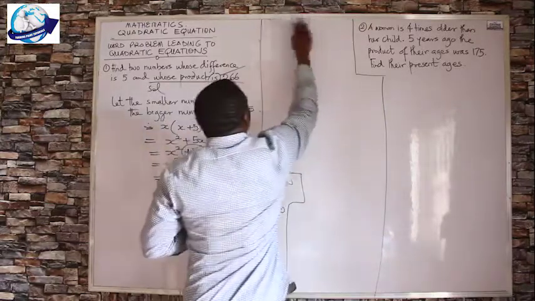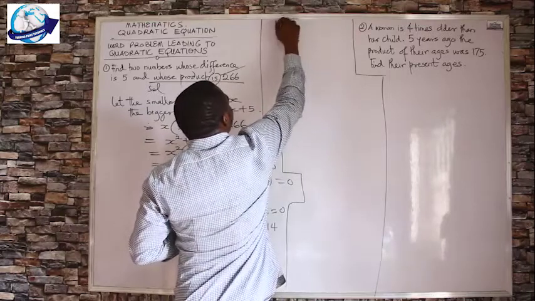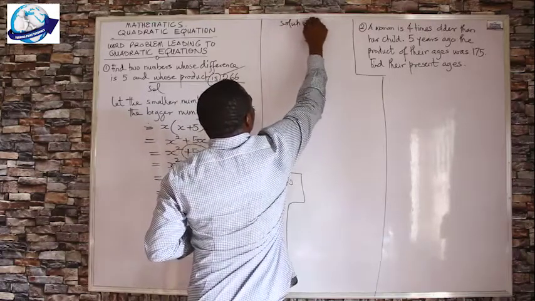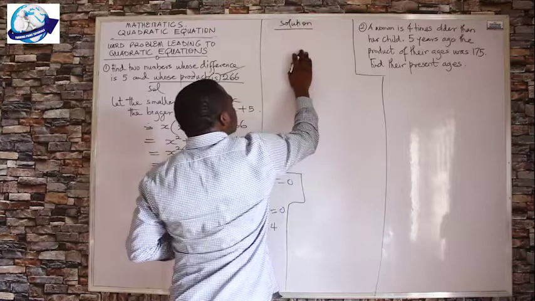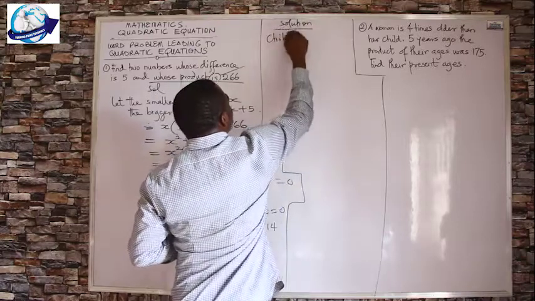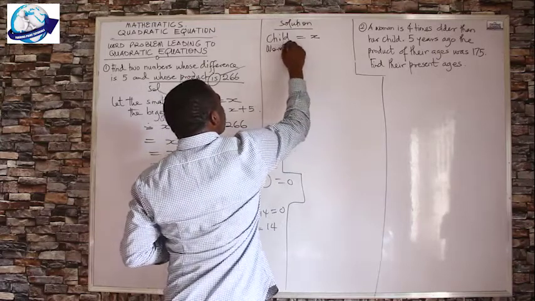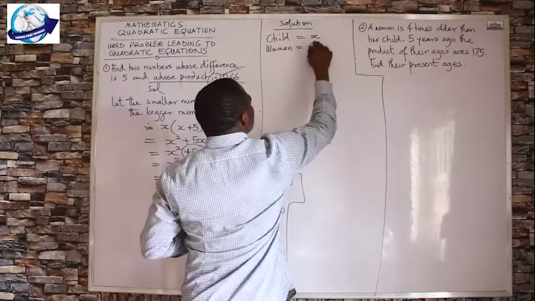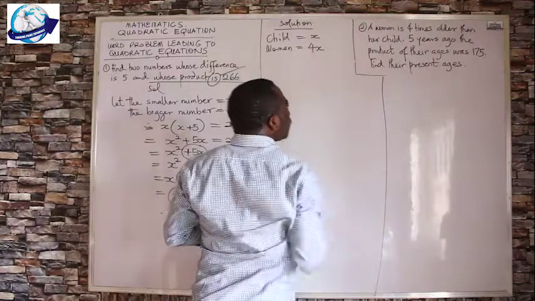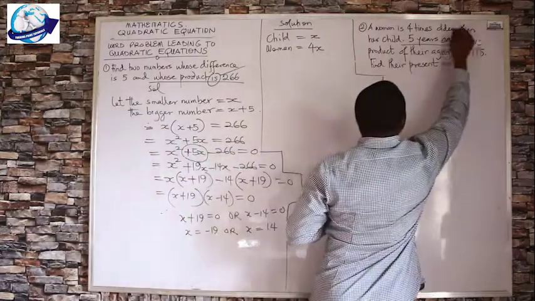So let's look at the child now. There's no time to waste. Let's look at this. So a woman is 4 times older than a child. So the child, simple as ABCD, is x. Then the mother or the woman should be 4 times older. That's 4x.